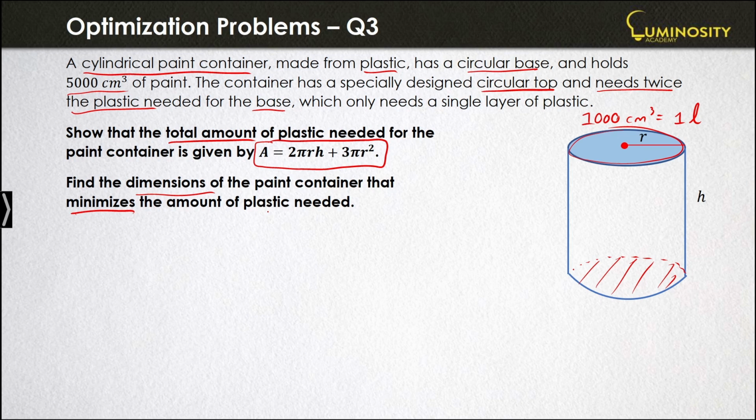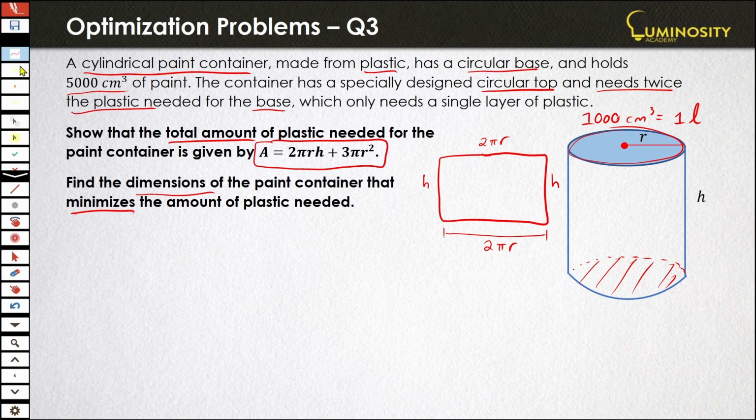Okay, so first of all, let's go ahead and show that the total amount of plastic needed for this paint container is given by that. So let's think about the cylinder. If we had to unwrap it, what will it look like? It'll have this sort of rectangular look when you unwrap it, where this entire piece here is the circumference of the circle, which is 2 pi r, and then given by the height, which is h here. So this is a rectangular piece.